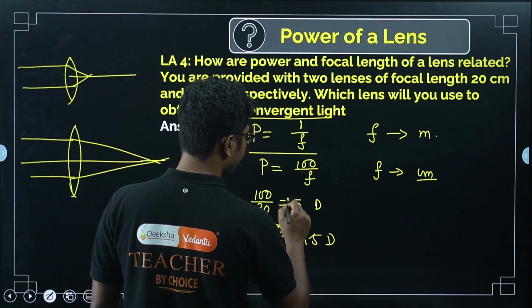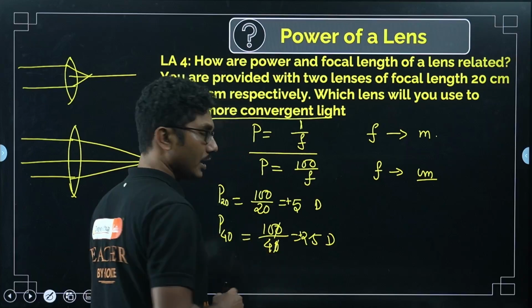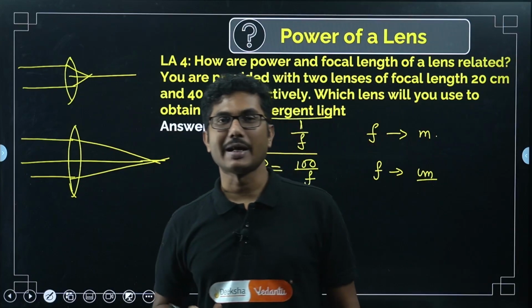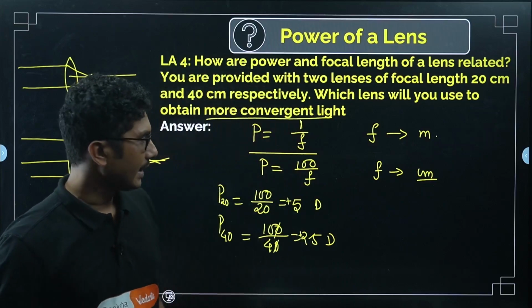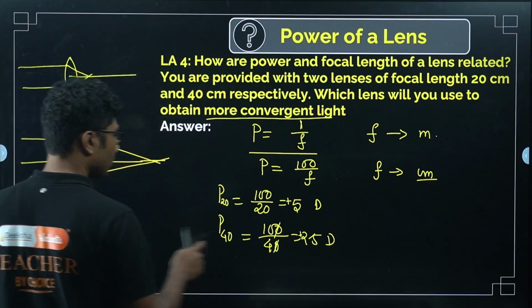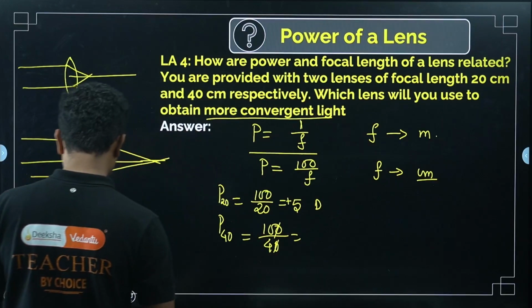Both of them are positive, so both of them are converging the rays. If the power is negative, they are diverging the rays. If the power is positive, they are converging the rays. Now both of them are positive, so which one will be more convergent?